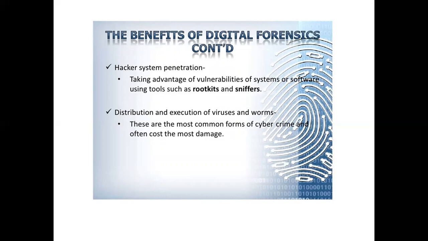Then distribution and execution of viruses and worms. This is a very common form of cybercrime. Somebody can distribute and execute a virus in your system sitting maybe 100,000 miles away. That virus is activated on a particular date, and the files can be sent to you through email. We can track through digital forensics where this has come from. Although it's very difficult, this can be tracked using digital forensics.